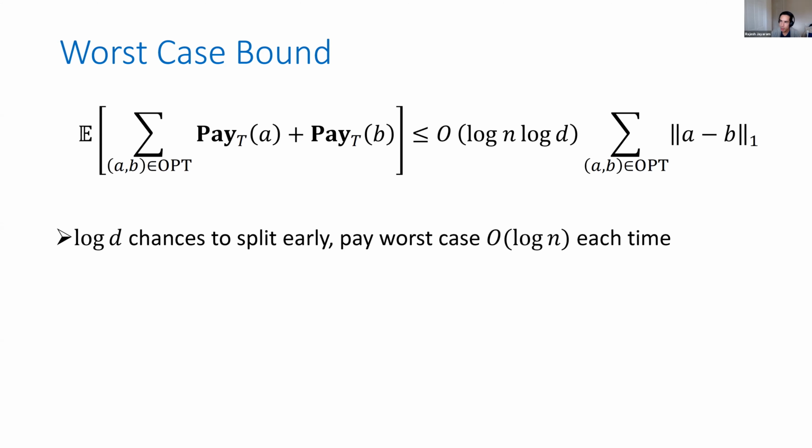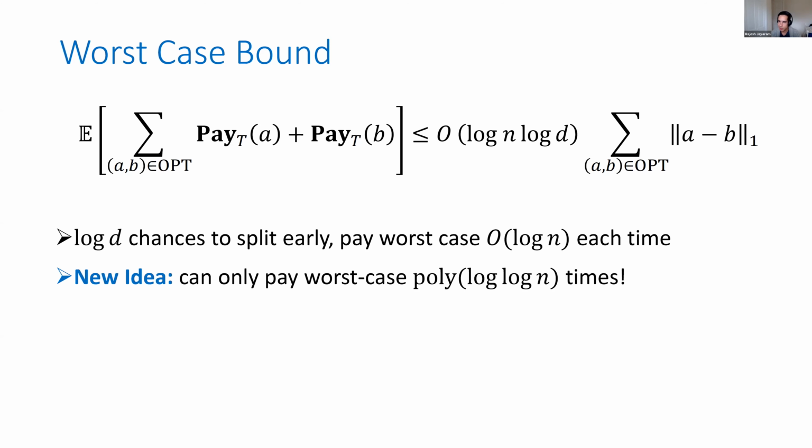And what we're going to show, as I hinted, is that while this can happen, while there may be some levels where if A and B split early, the distance for them to their center of mass will be a log n factor larger, we're going to show this can only happen log n times instead of all log d times. So there's log d chances to split early, but only log n of them can be bad. And this is how we're going to save this factor of log d.